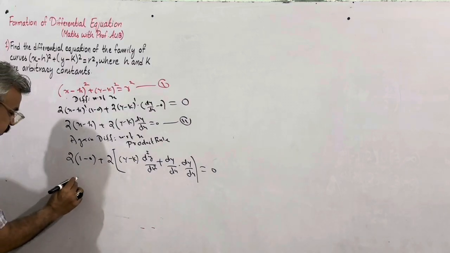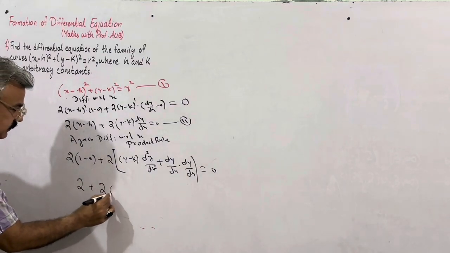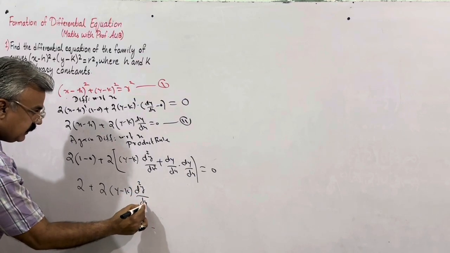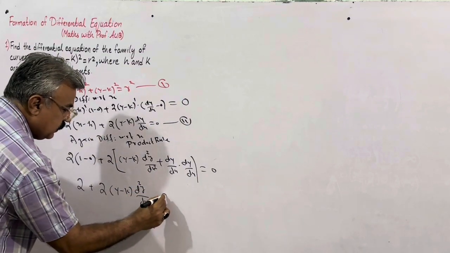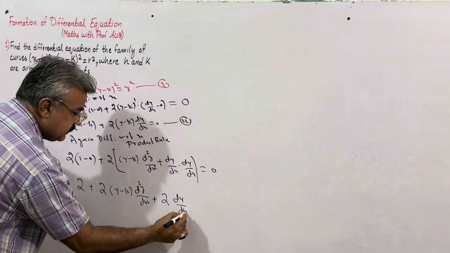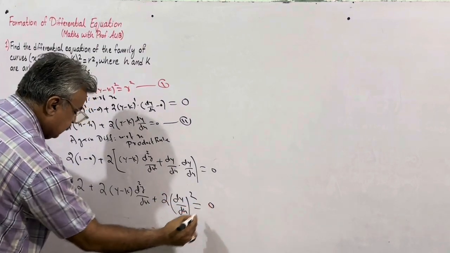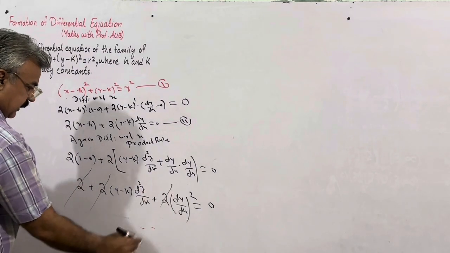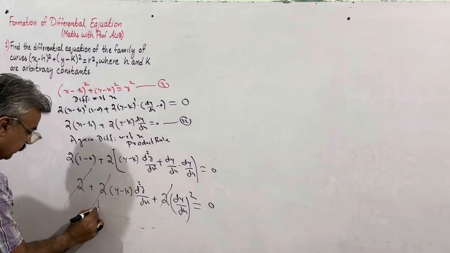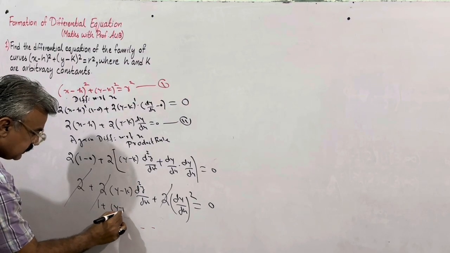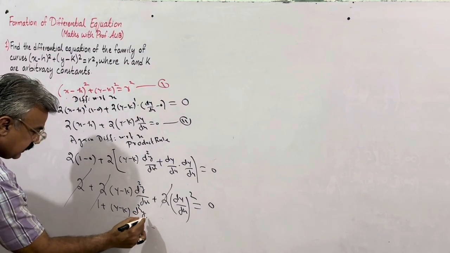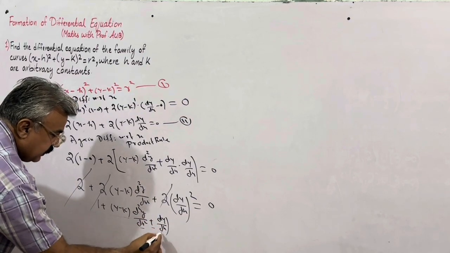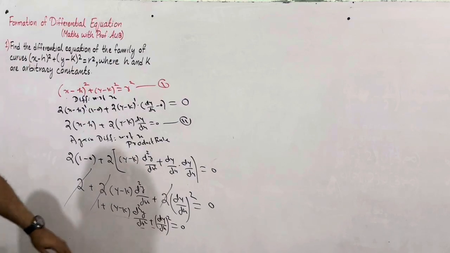Okay, it will become 2 plus 2 times (y minus k) double derivative d square y over dx square plus 2 times (dy over dx) whole square is equal to 0. Taking 2 common, or dividing throughout by 2, we have 1 plus (y minus k) times the double derivative plus (dy over dx) whole square is equal to 0.